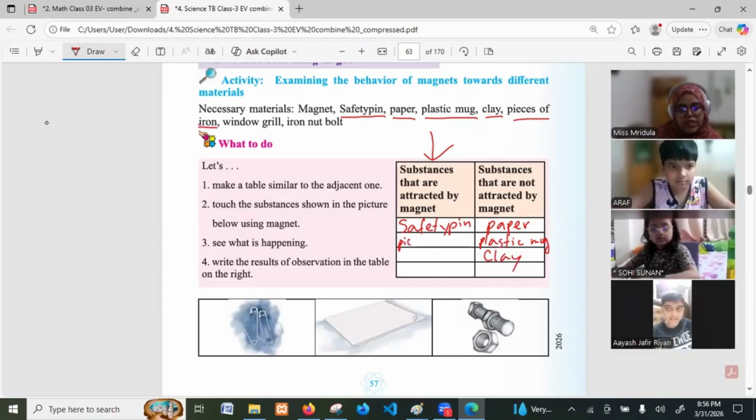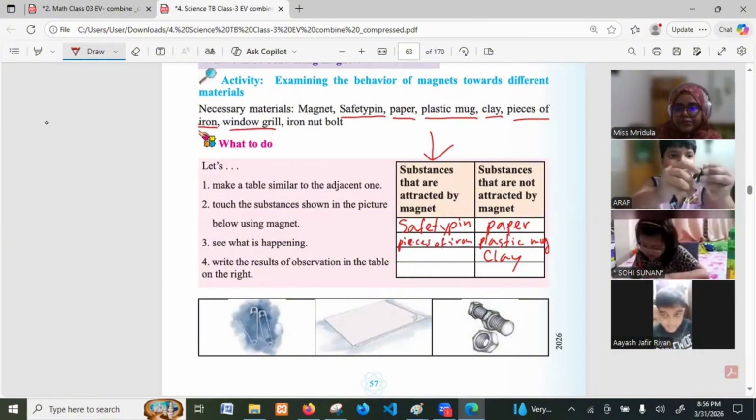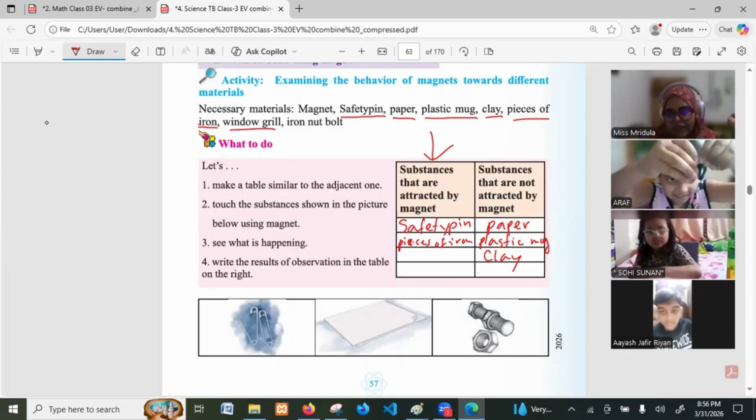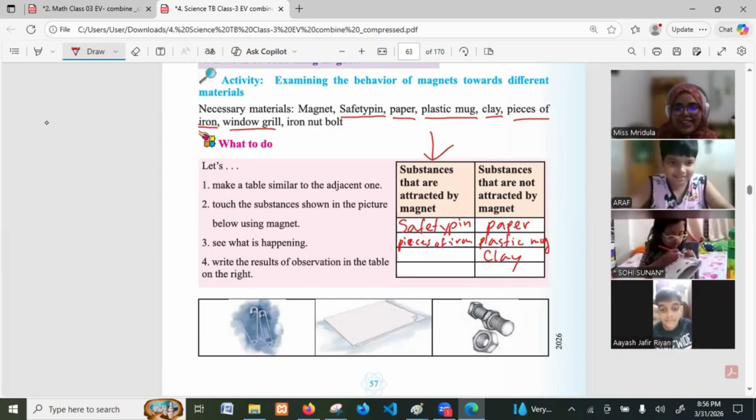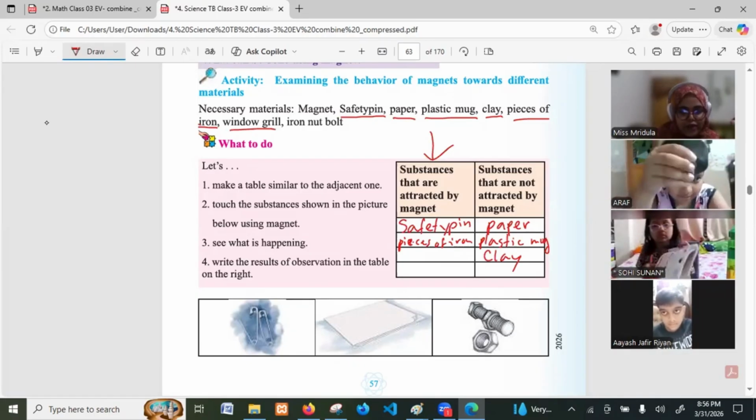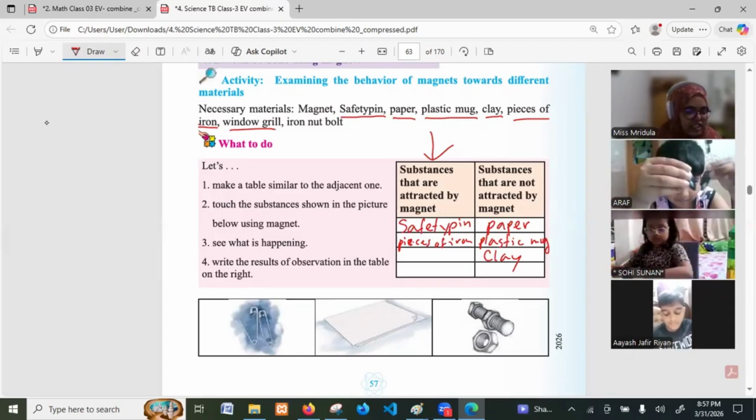Yes. So pieces of iron. Window grill? I have a magnet. Oh, you have a magnet. Yeah, the weird shaped one. I also seized two of these things from one of my students recently. I didn't give it back.